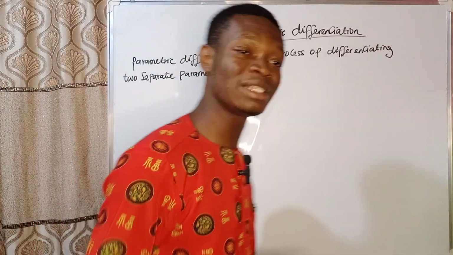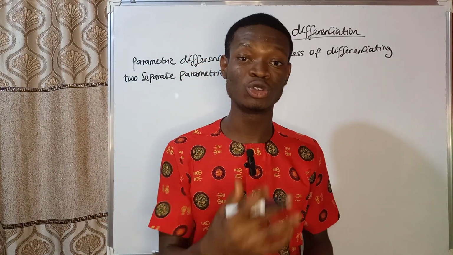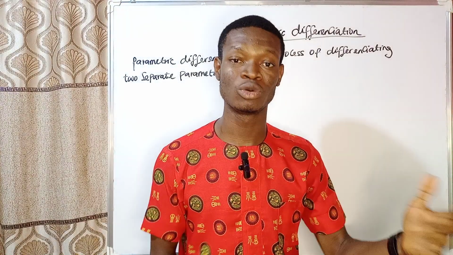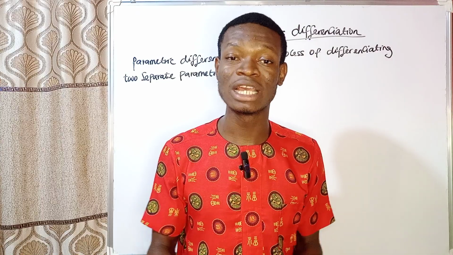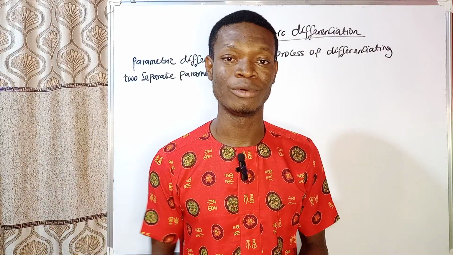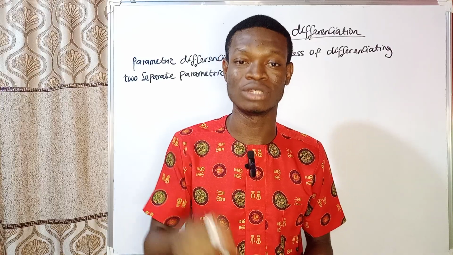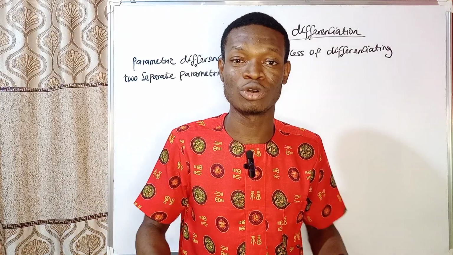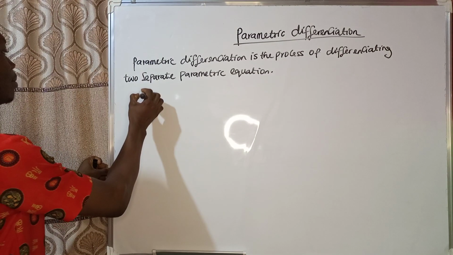A parametric equation is an equation where the two variables, usually x and y, are equated to a third variable, usually denoted with t. That third variable is called the parameter, and the equation is called a parametric equation. So let me write.